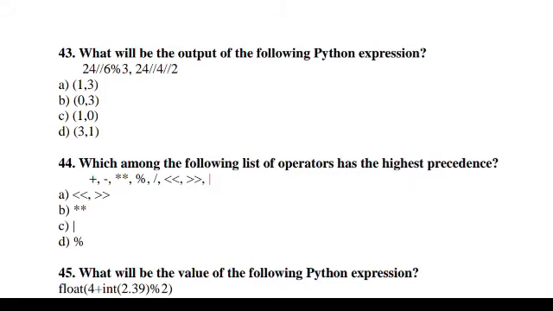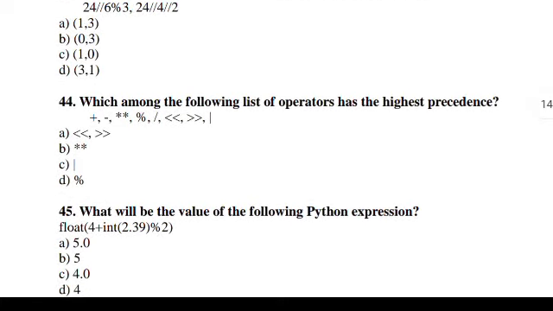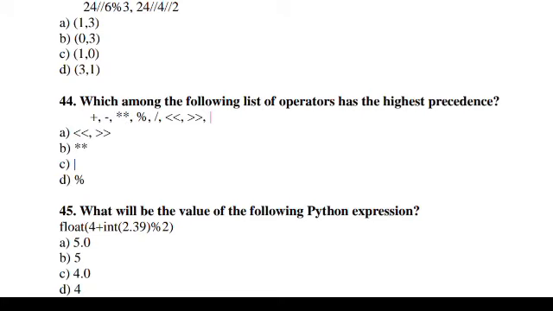Next is, what will be the output of the following Python expression? Right answer will be option A, 1, 3. Next is, which among the following list of operators has the highest precedence? Plus, minus, double star, percentage, slash, double less than, double greater than. Right answer will be option B.